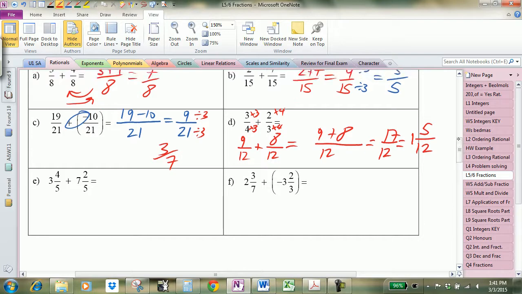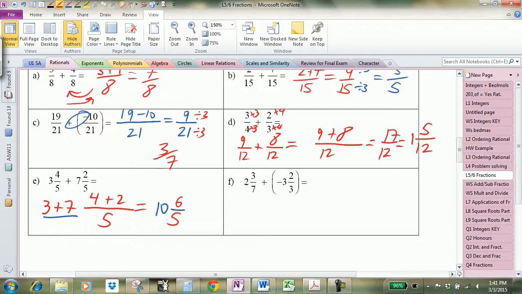Okay, next one. So this one is a pretty simple one. What can we do here? Any ideas? Add the whole numbers, right? With the mixed numbers, you can simply go 3 plus 7, and then 4 plus 2 on top. So the 3 plus 7 becomes 10, and what's the fraction?